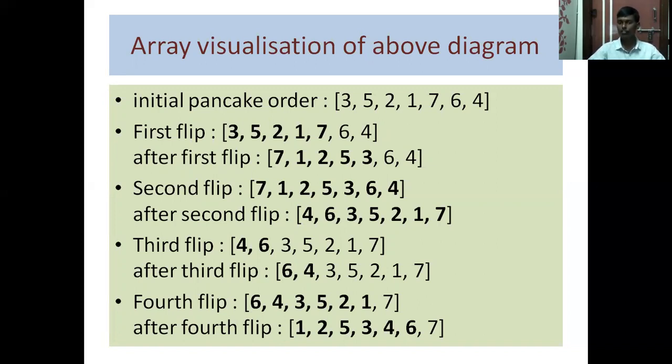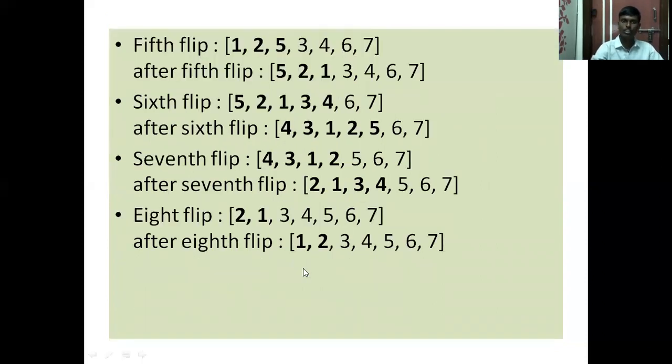Next, for doing the second flip, we have to reverse the whole list. So, after the second flip, the list is modified as 4, 6, 3, 5, 2, 1, 7. 7 is in the last place, so we have to exclude the 7 from the further sorting process. And coming to the third flip, it will be modified as this. And after the fourth flip, this. And coming to the fifth flip and sixth flip and seventh flip. And at last, the eighth flip. After the eighth flip, we will get the required sorted list, that is 1, 2, 3, 4, 5, 6, 7.